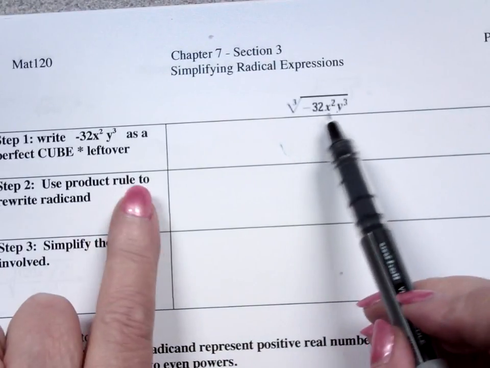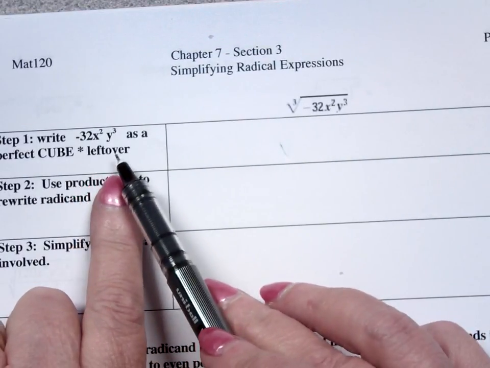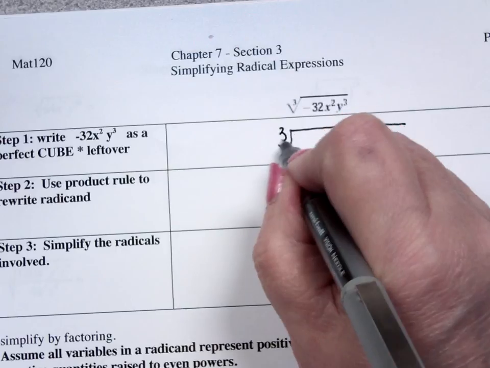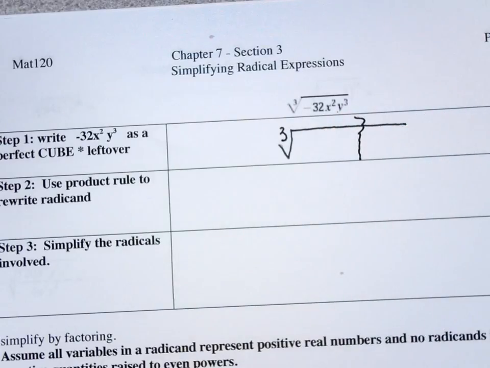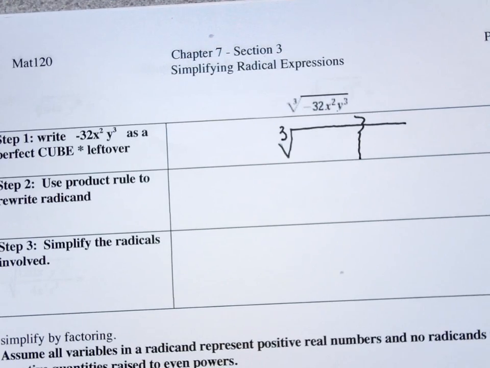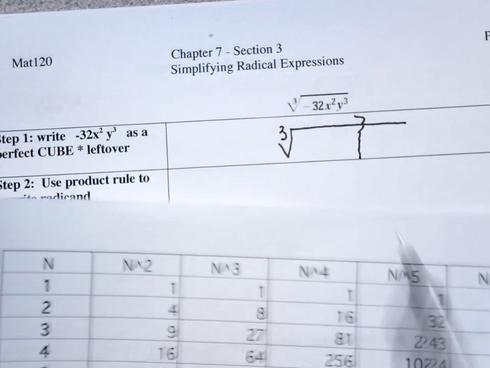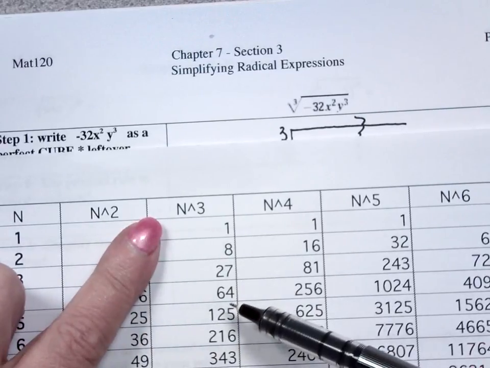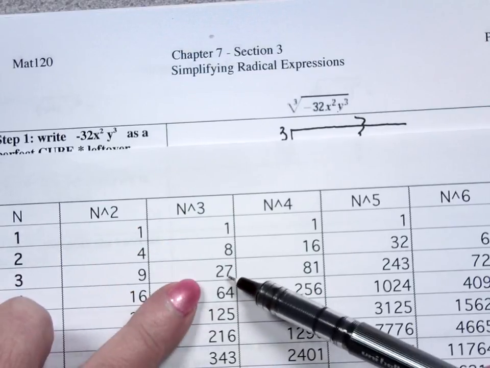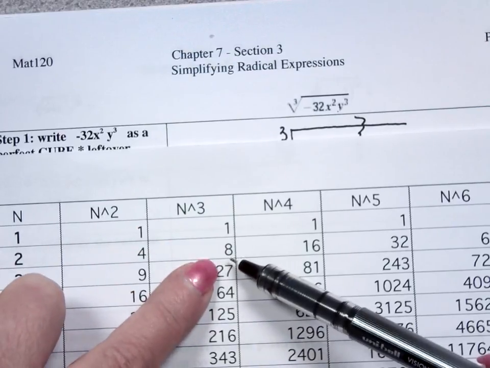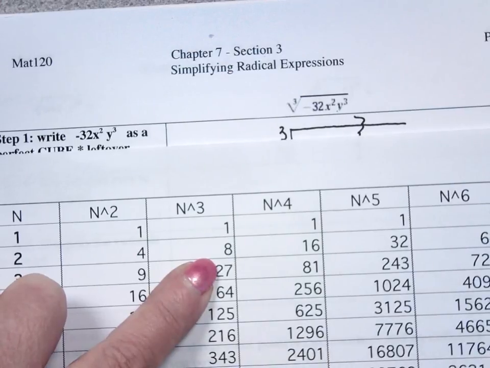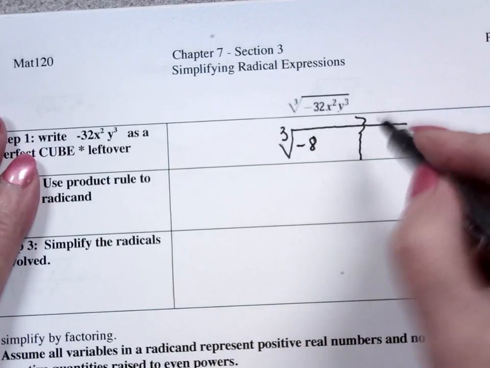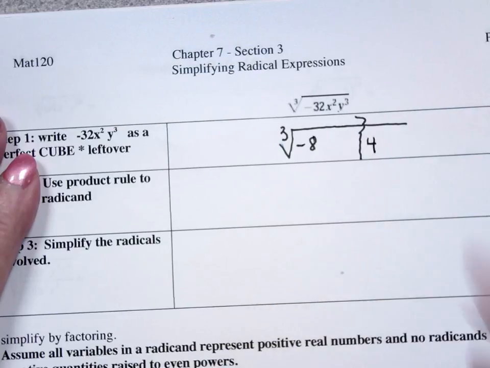We need to take negative 32 x squared y cubed and write it into two pieces: the perfect cube, and then what's left over. If I look at my table of cubes, I want the largest cube that divides 32 evenly. Well, 27 doesn't divide 32, but 8 divides 32. So that'll be the largest cube, is 8. Since it's a negative 32, this would be a negative 8. And to make 32, the leftover would be 4.